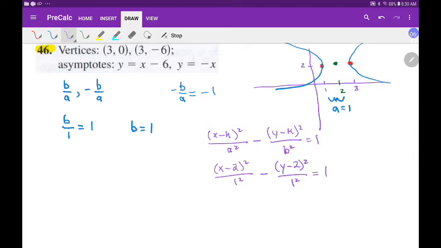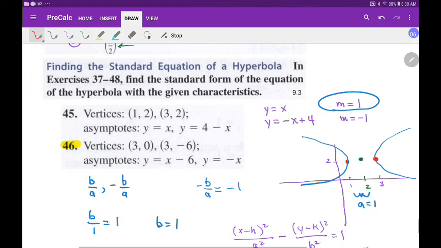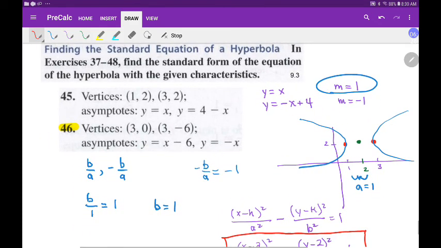And if this were an ellipse, we'd say it's a circle. But it's not a circle because we're subtracting. And so here we go. There's our hyperbola. There's our standard equation. And I think we did everything they wanted us to do.